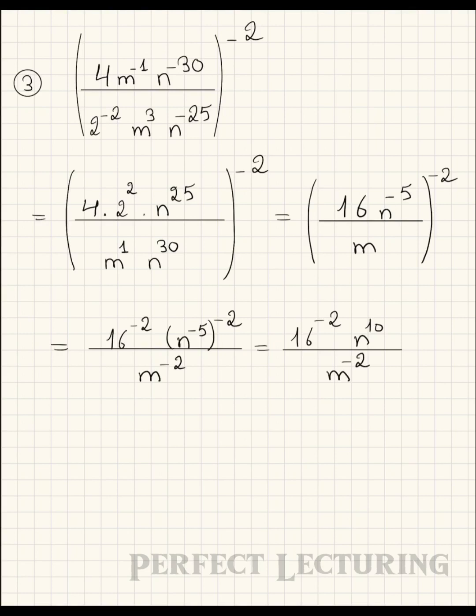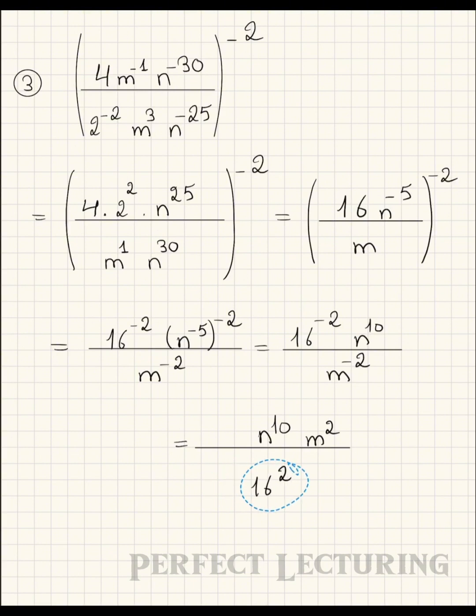Is that it? Well, no, because the question is telling us to express our final answer with only positive exponents. So I have to remove all the minuses from the exponents. So again, 16 to the power of negative 2, I move it down, becomes 16 to the power of 2. n to the 10, I keep it at the top. What about m to the minus 2? Let's move it up. So it becomes m to the power of 2.